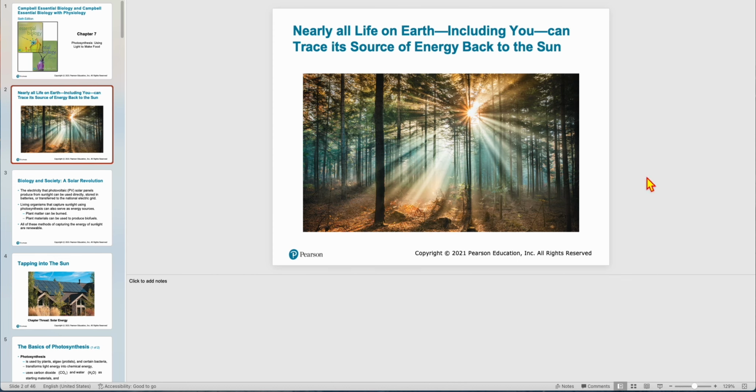Here's our first official slide from chapter 7, and that is this nice picture, scenery here, showing you that all life on planet Earth is only made possible by the energy from the sun. No sun, no plants, no us. Okay, next slide.